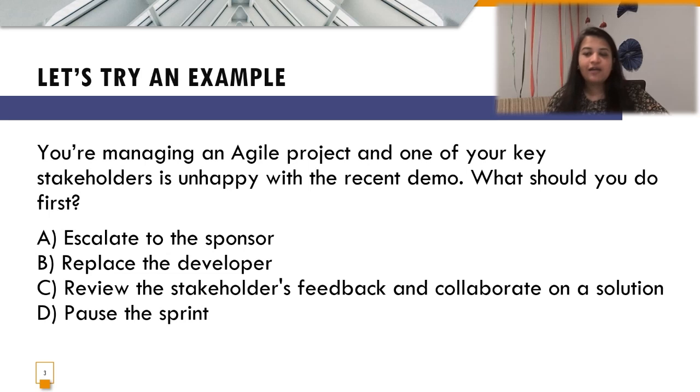The options are: A, escalate it to the sponsor. Option B says replace the developer. Option C is review the stakeholders' feedback and collaborate on a solution. And option D is to pause the sprint. Now, once you read the question, let's start applying that four-step strategy that we had discussed a while ago.